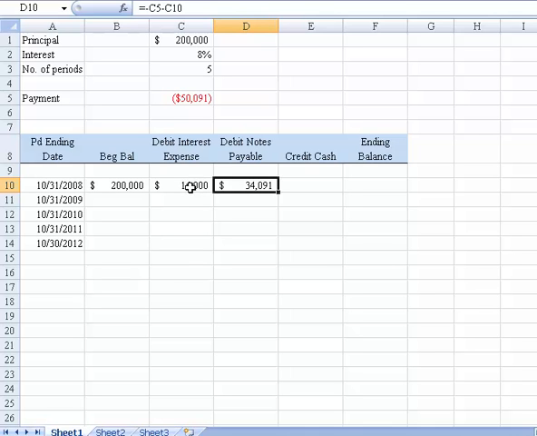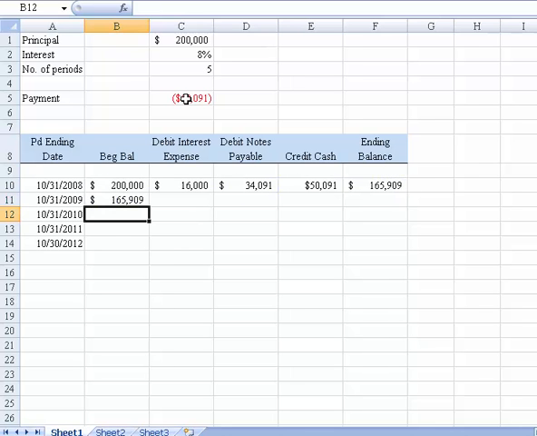$16,000 will go to debit interest expense, right? The amount of cash, of course, is going to be equal to the $50,091, the payment. And so the ending balance then is equal to $200,000 less the amount of the notes payable that we're amortizing. Okay, so $165,909. Then we just carry that forward.